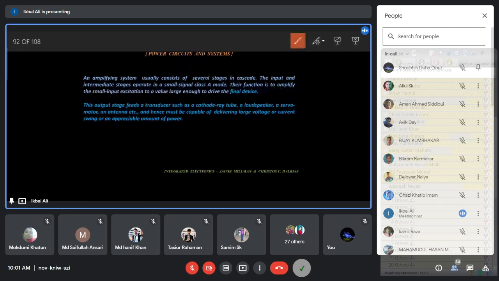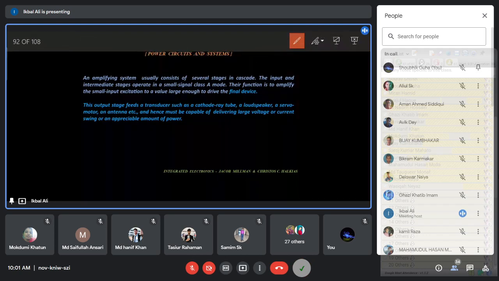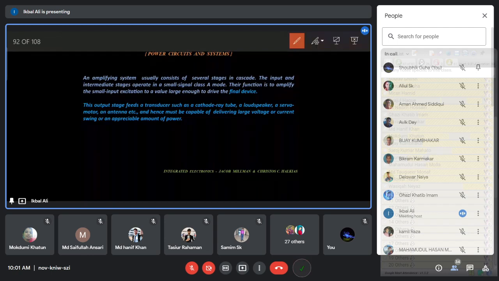So what is the meaning of this sentence? The incoming signal which is captured by the antenna, the output of the antenna, you now need some amplifying system to boost your incoming AC signal, because the antenna is capturing a very low signal. So an amplifying system usually consists of several stages in cascade. That is why you require not only one amplifier, since one cannot amplify that small signal. Several cascaded stages of amplifiers you require to boost the incoming signal.